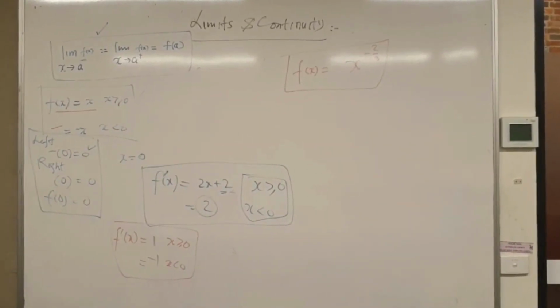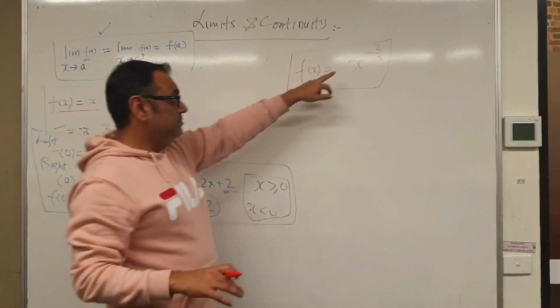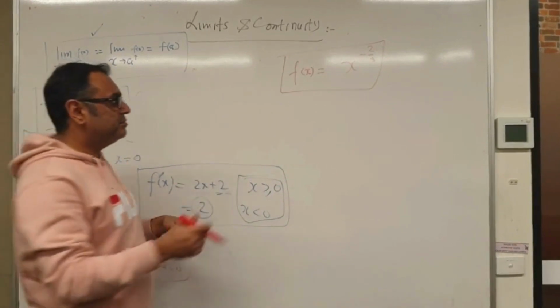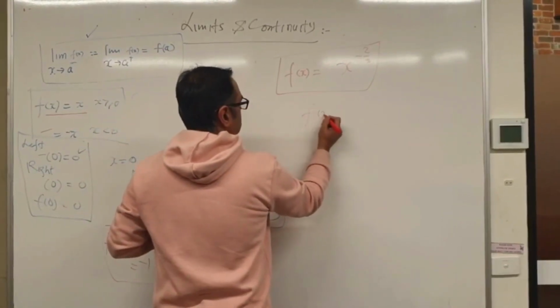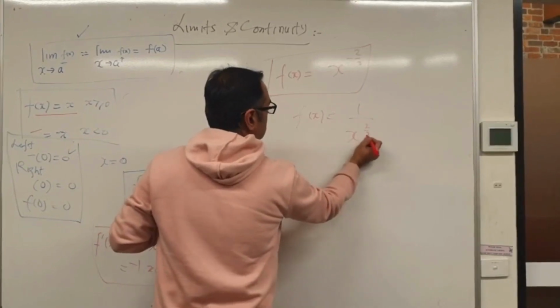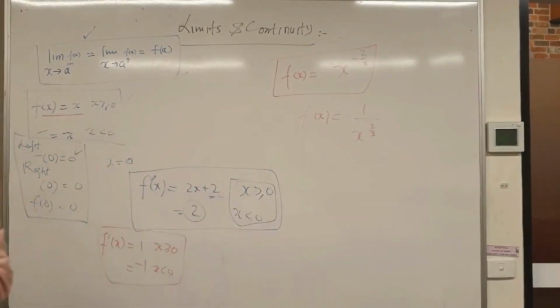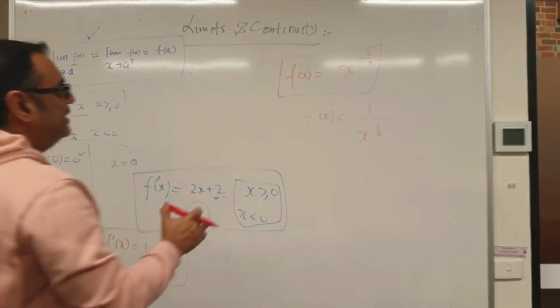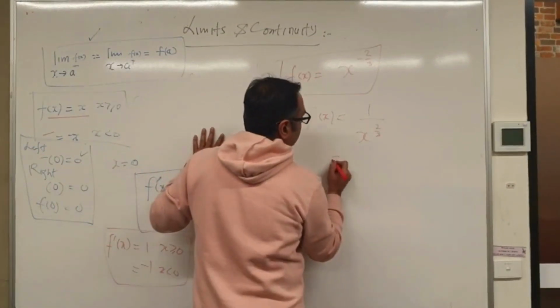Whenever you see negative indices, first of all, convert it into a positive index. Always, always. So can I write it like this? Laws of indices. Yes, Romel? Then, can I write it like this?